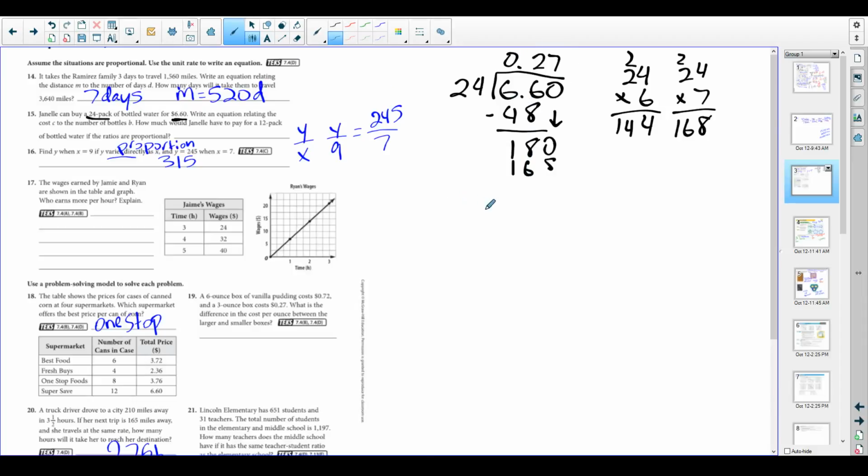Normally I'd stop here because it's money. We only need 2 decimal places.